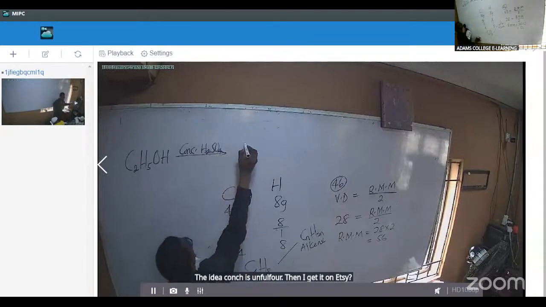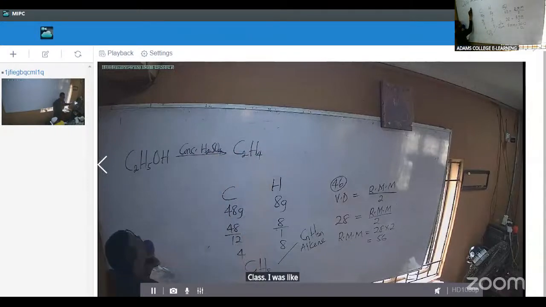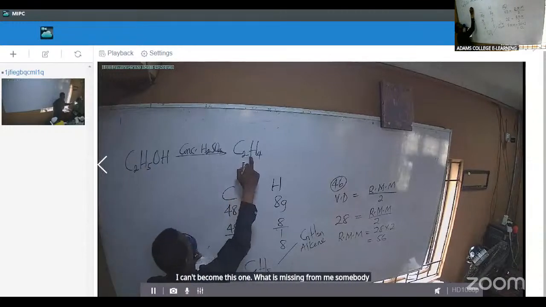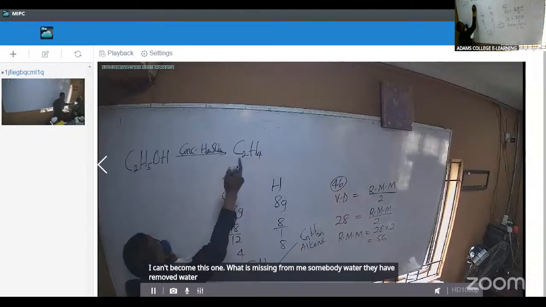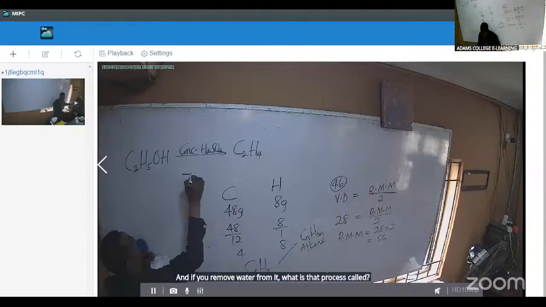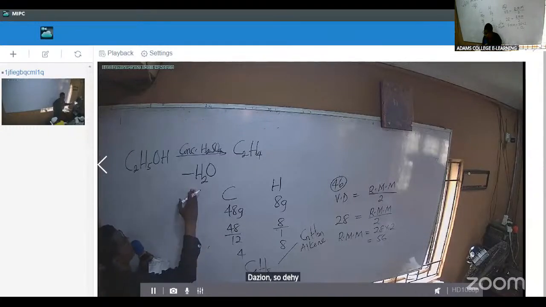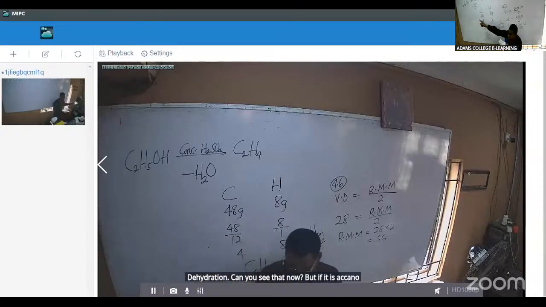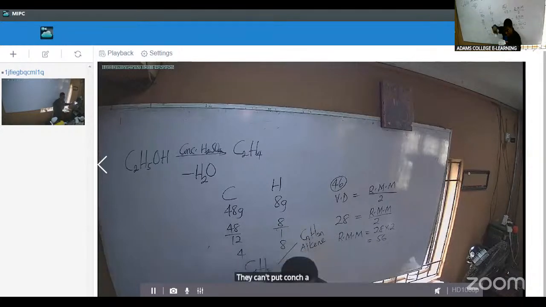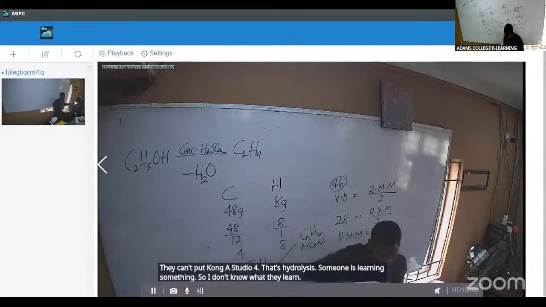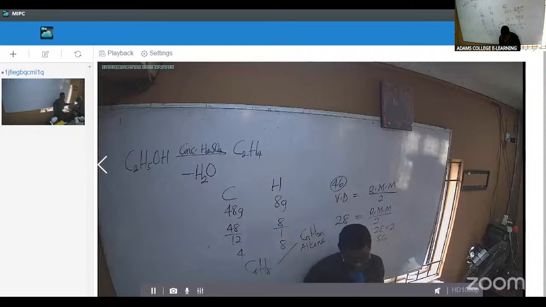Class, I was like this at the beginning. I can't become this one. What is missing from me? Somebody? Water. They have removed water from my body. And if you remove water from me, what is that process called? That's the answer: dehydration, not hydrolysis. Can you see that now? But if it is alkanoates that you have at the beginning, and they put acid, that's hydrolysis. Somebody is learning something. Those who have been listening will get 48.